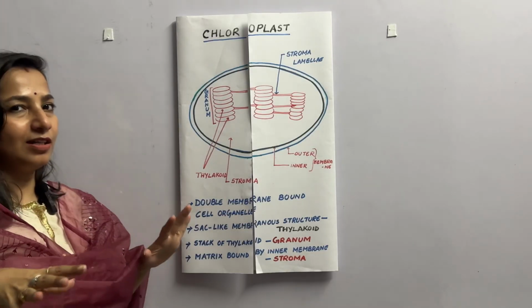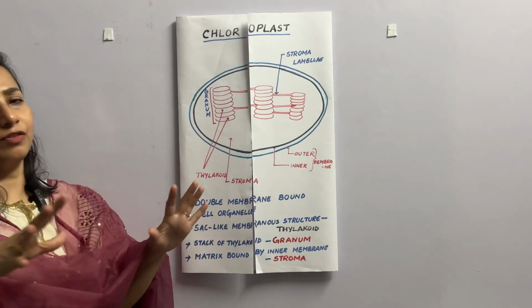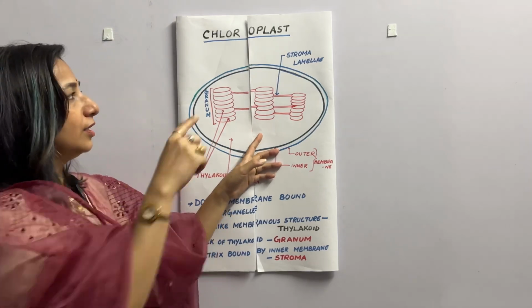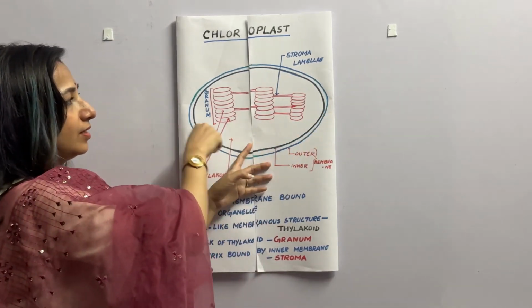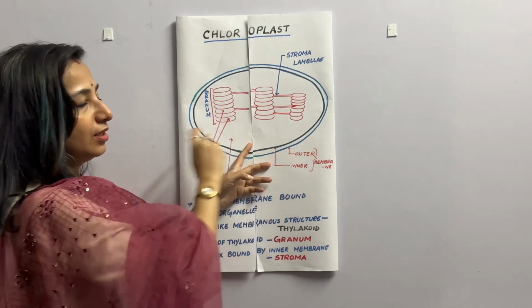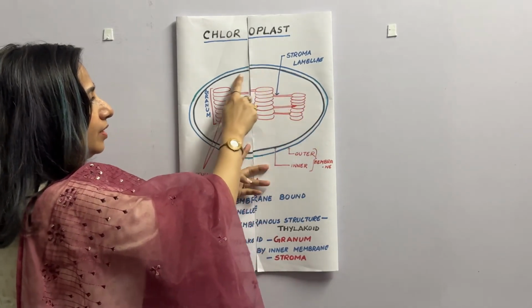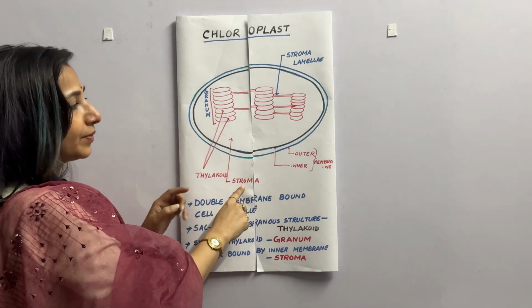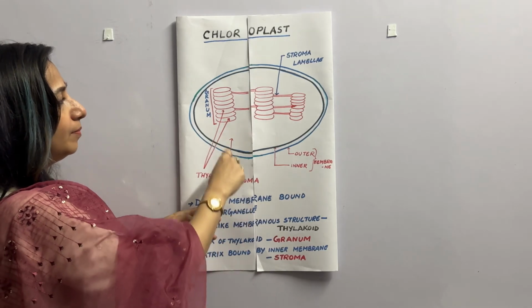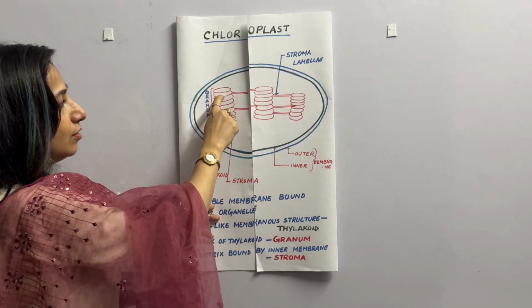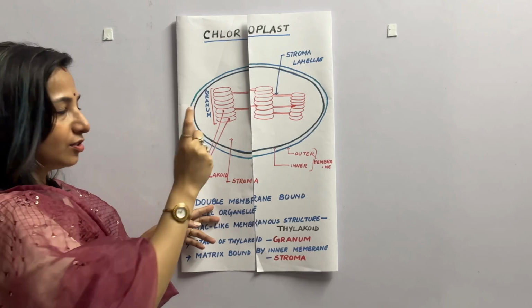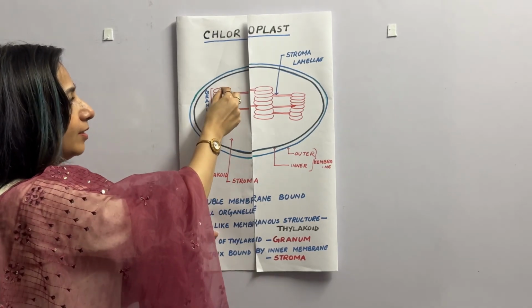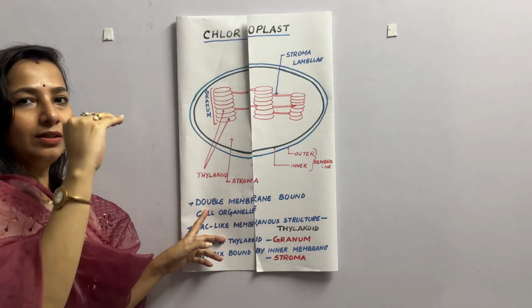Now, what makes plants unique from the rest of the other heterotrophs? Presence of the cell organelle which is known as what? Chloroplast. This chloroplast is a double membrane bound cell organelle. There is an outer membrane, there is an inner membrane, okay? And the inner membrane encloses a matrix, and this matrix is called what? Stroma. And in the stroma, you find some membranous structures. This one, this one, this one. These single membranous structures are called what? Thylakoid. Clear?